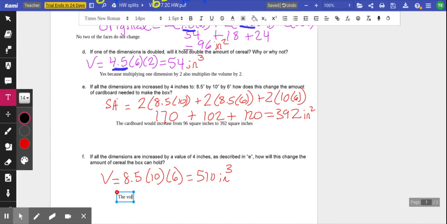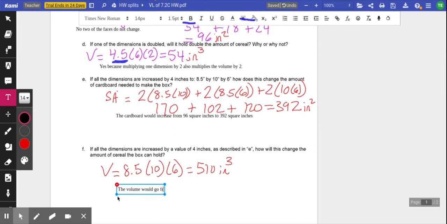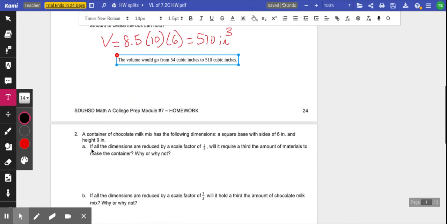The volume would go from 54 cubic inches to 510 cubic inches. It increased by a lot. Okay, there's not a fast way to do it when you're adding to the dimensions. There's a faster way to do it when you're multiplying your dimensions, but not when you're adding. When you're adding, you just have to take it all out.